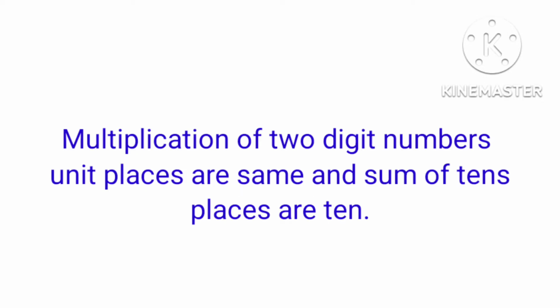Trick number 8. Multiplication of two-digit numbers where the unit places are the same and the sum of the tens places is 10. Multiply 62 by 42. Here the unit places are the same, 2 and 2, and the tens places are 6 and 4. 6 plus 4 is 10.